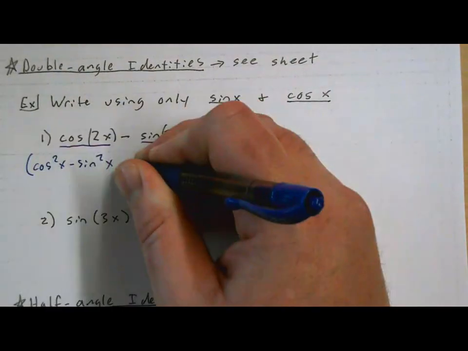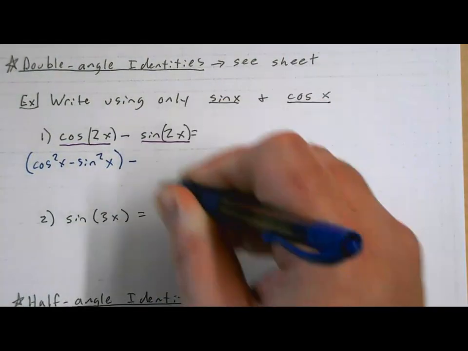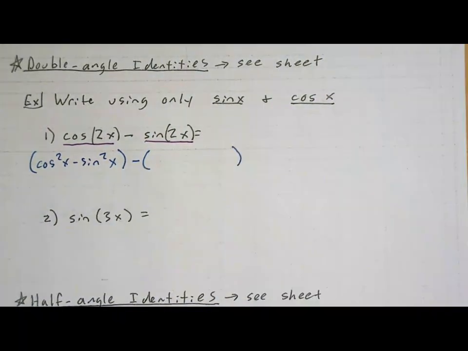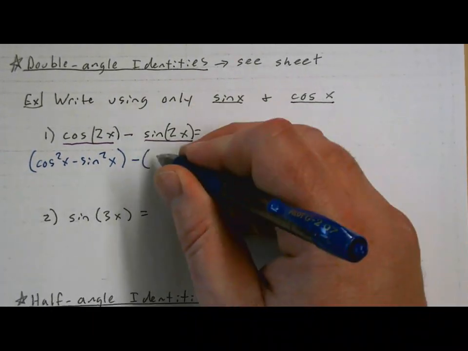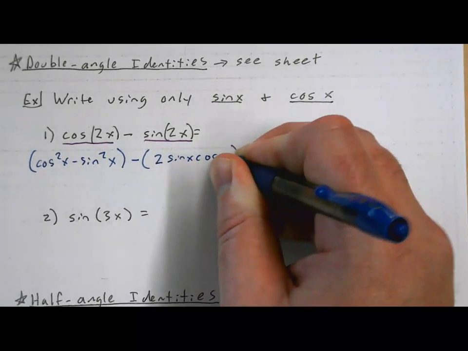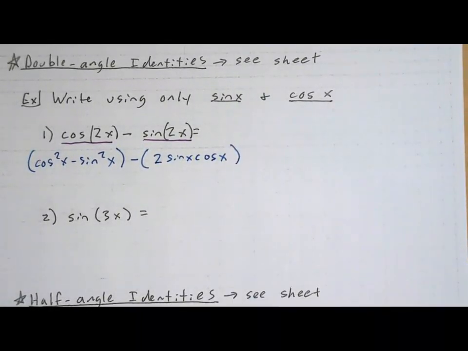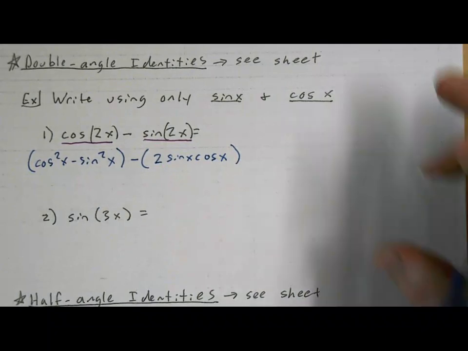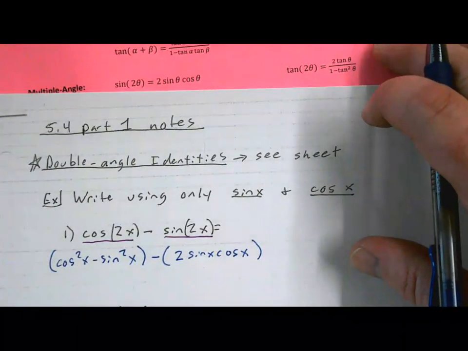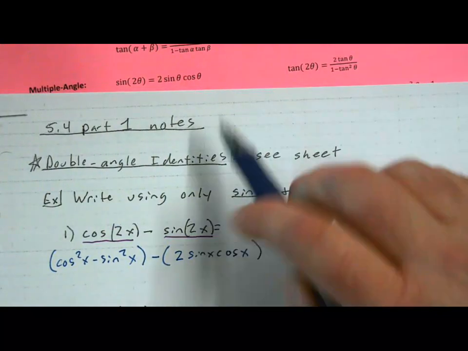Probably a good idea to put these in parentheses when we're doing it. Although sometimes we don't end up needing them. And then sine 2x has only one option. This one I actually do know because it comes up a lot and it's pretty simple. It's 2 sine x cosine x. But if I had forgotten it, it's right here on my sheet. 2 sine x cosine x.